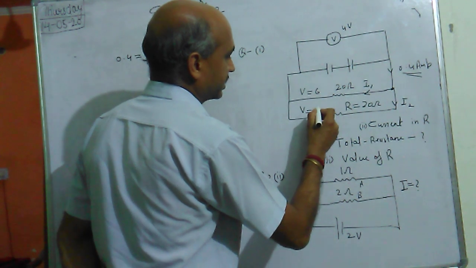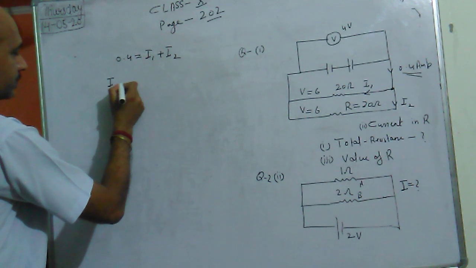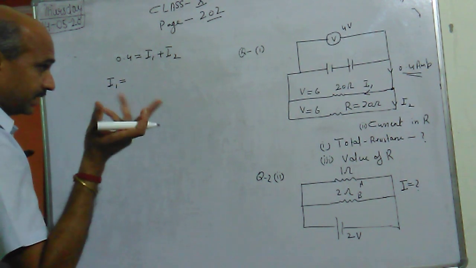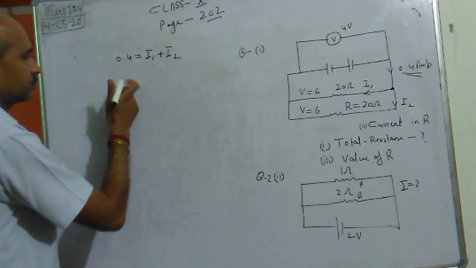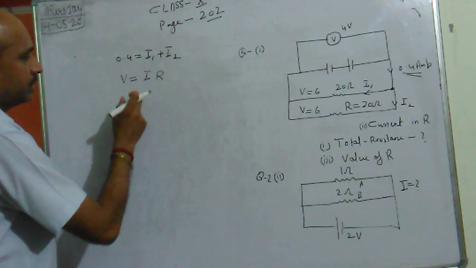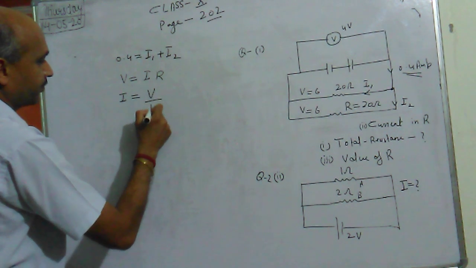Voltage is 6 volt again. So that means I equals to V upon total resistance. The resistance we are having is 20 ohms. So, simple formula V equals IR. What you need is to calculate the value of I, so I will be V upon R.